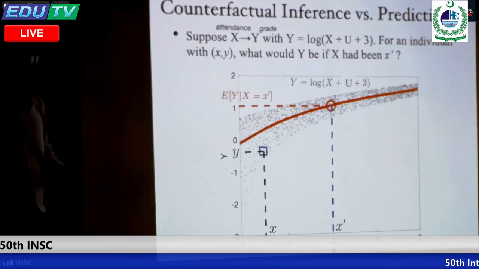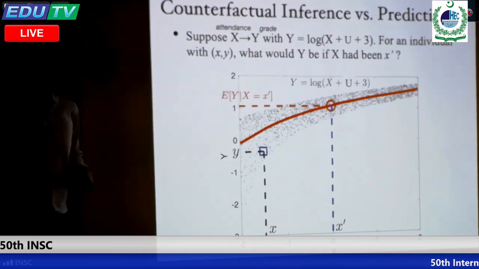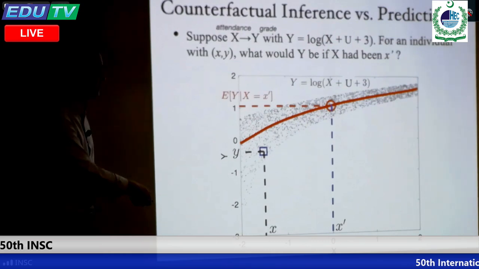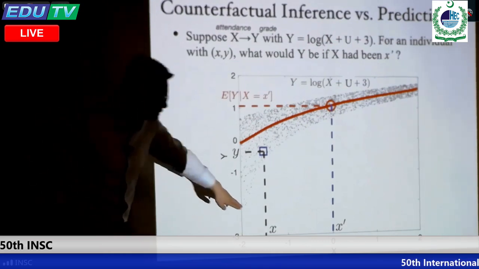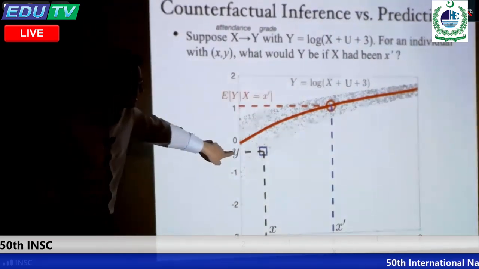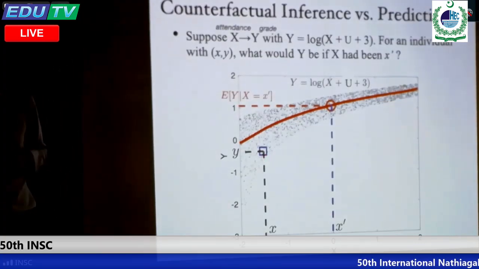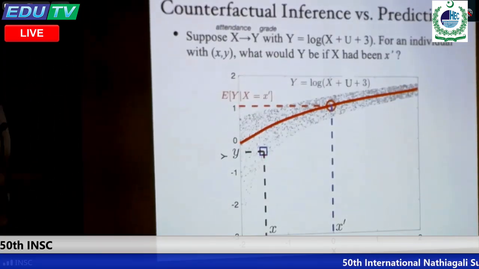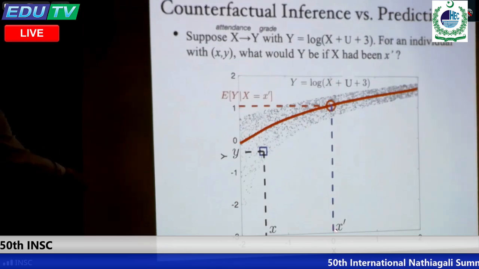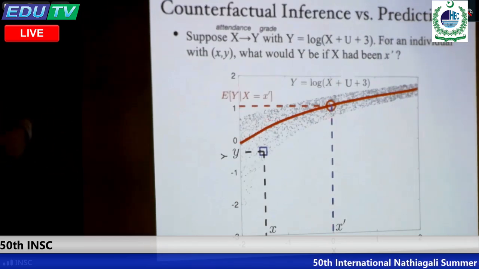Now comes the question. Suppose this is me. For me, I have this value of X and this value of Y. My attendance is low and my final grade is very poor, as you can see from here. Now, suppose you have a way to force me to change the attendance to X prime. Where is my Y value?